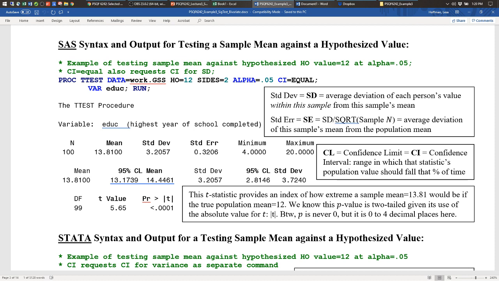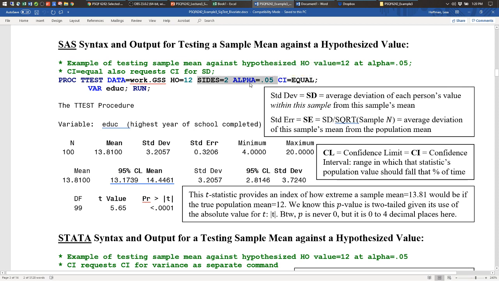By the way, this is another thing that drives me nuts. This is CL, which means confidence limit. That's the same thing as CI for confidence interval. Sometimes it's CI and sometimes it's CL. But I asked for 95% confidence by selecting these two things right here.